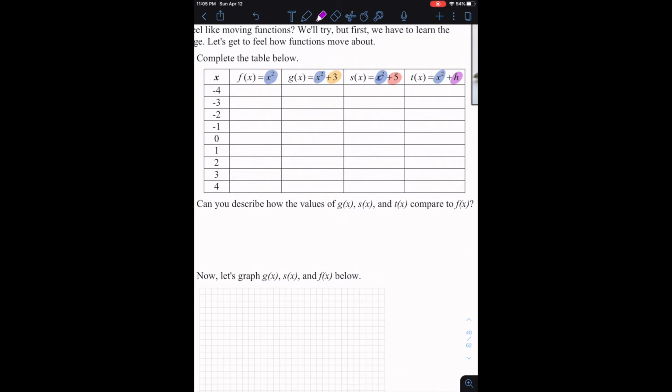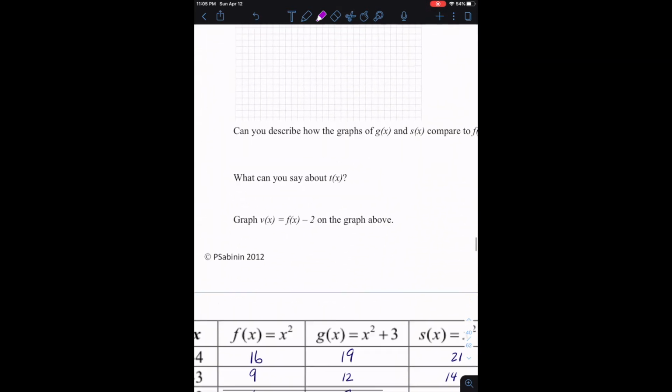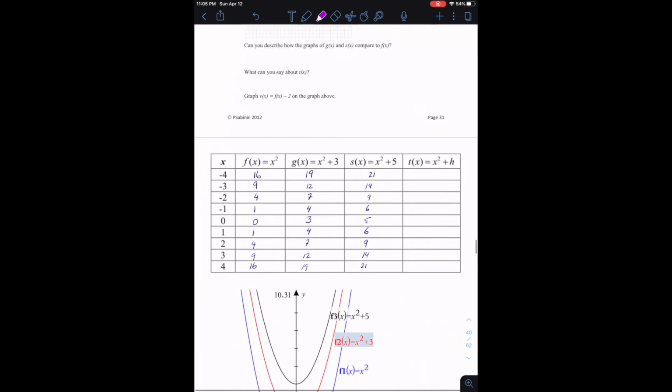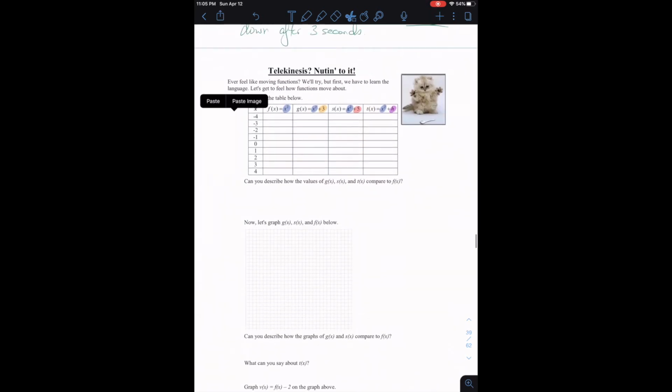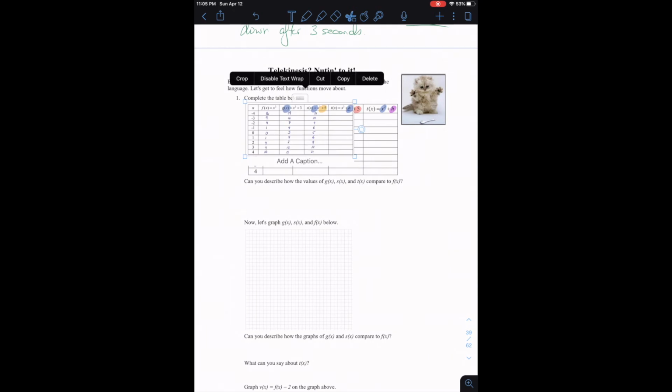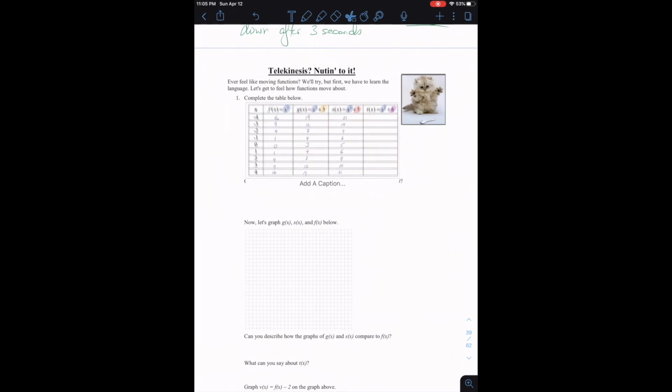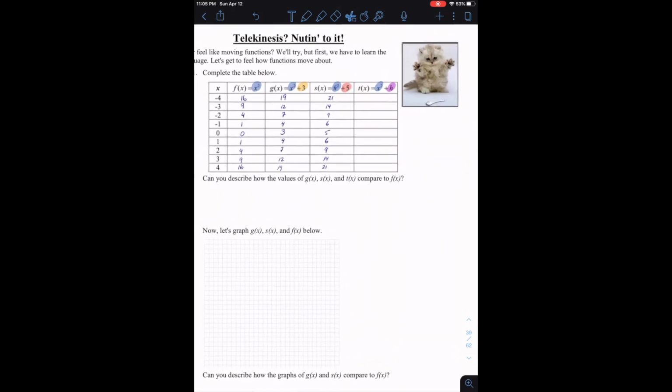So the way we're going to start is we're going to create a table of values for these functions. Now I've prepared a table of values before, so I'm going to go down and copy that from what I've already prepared, so that we don't have to spend the time here recreating it. Okay, so let's fill this in.